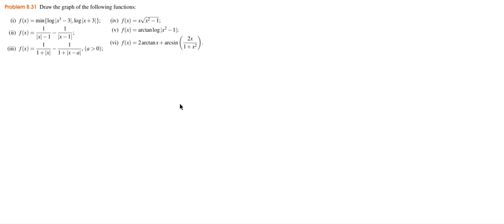Okay, so problem 8.31. Draw the graph of the following functions. This is the same as the previous problem, it's just that these functions are more complicated. But yeah, we're going to see how to do them.